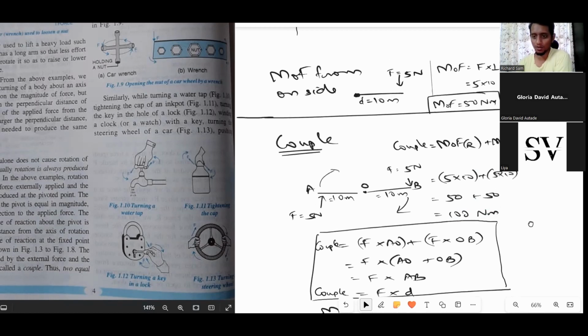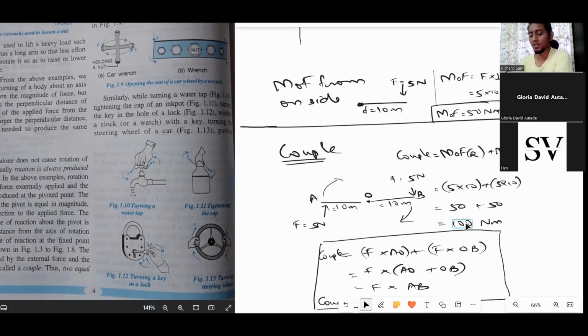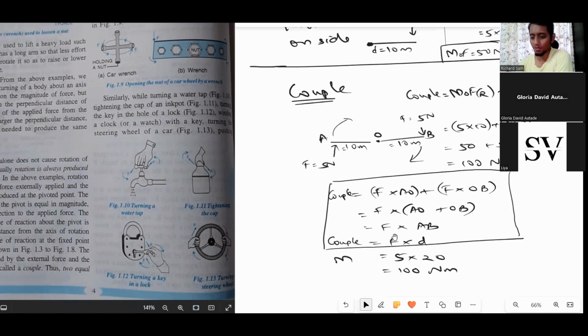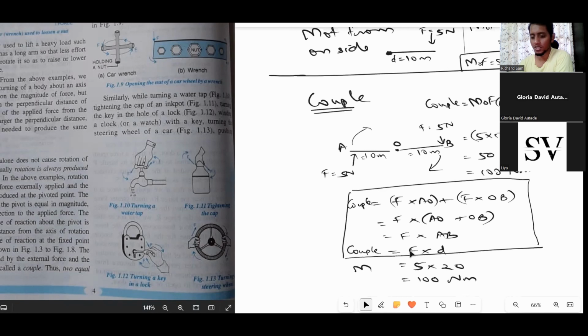Okay. So you can see over here that the moment of force is doubling for a couple. If it's only from one side, it's 50 Newton meter. But when you have a couple, the moment of force is 100 Newton meter. And here we have derived the formula for a couple, which is F into the total distance between A and B. F is 5 Newton.